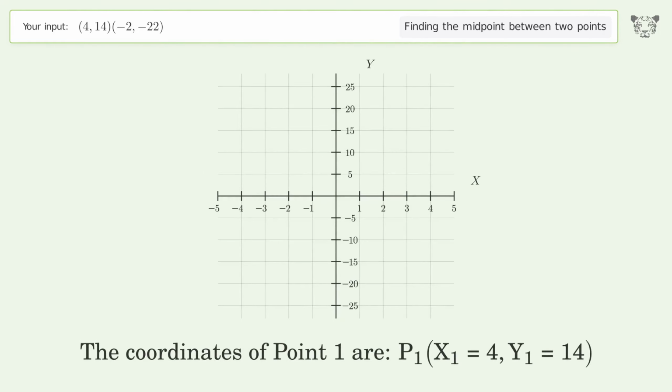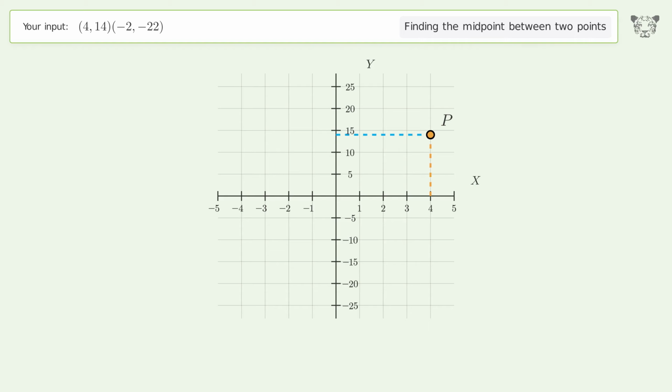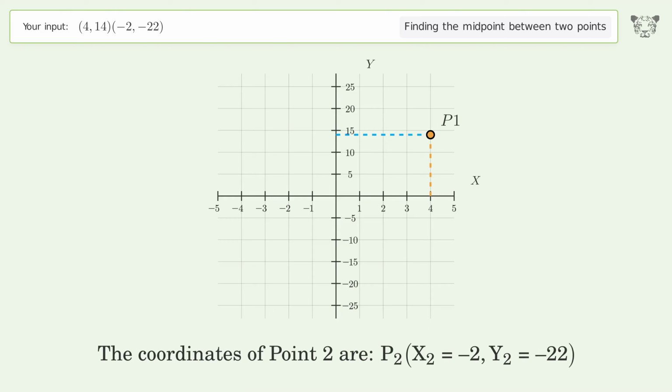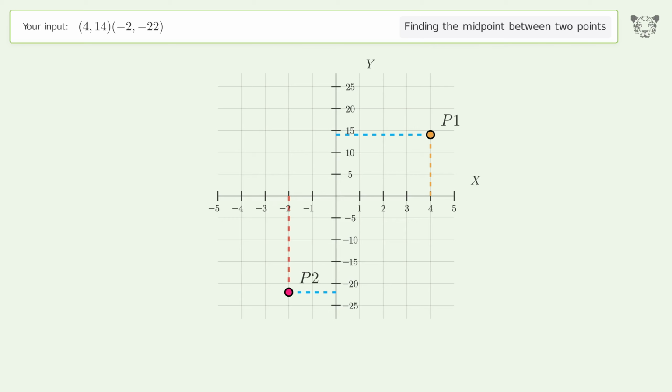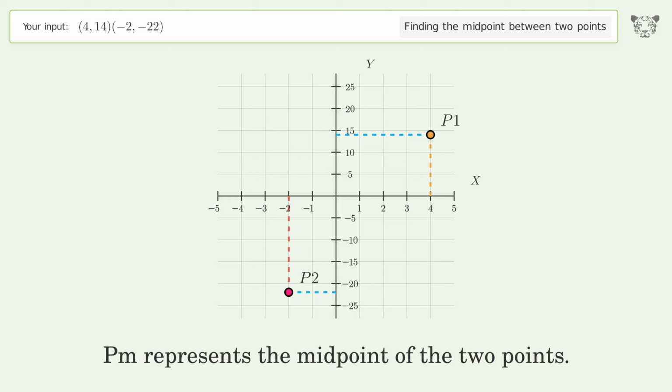The coordinates of point 1 are x1 equals 4, y1 equals 14. The coordinates of point 2 are x2 equals -2, y2 equals -22. PM represents the midpoint of the 2 points.